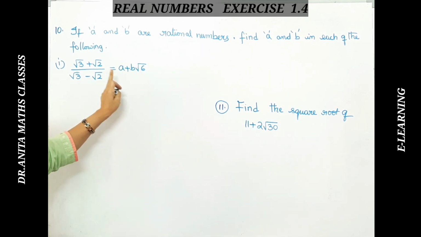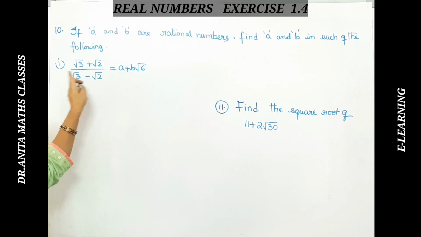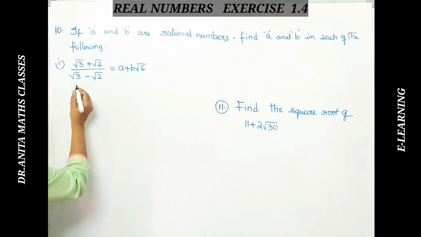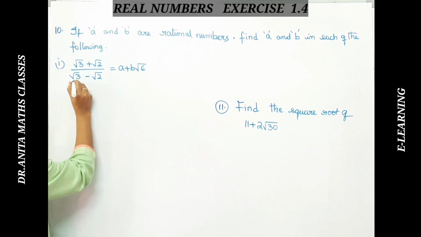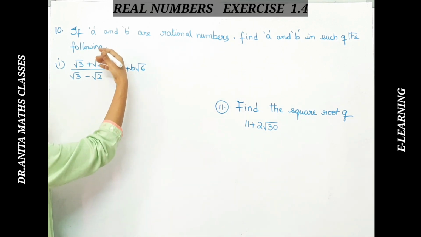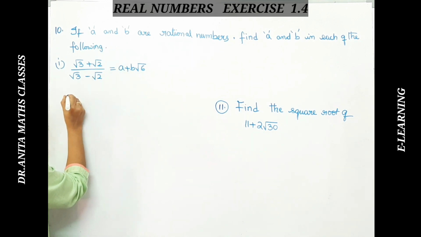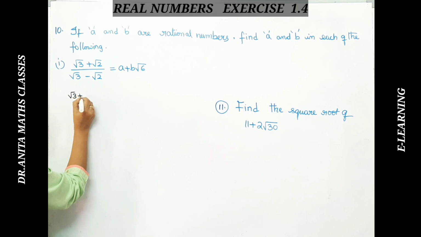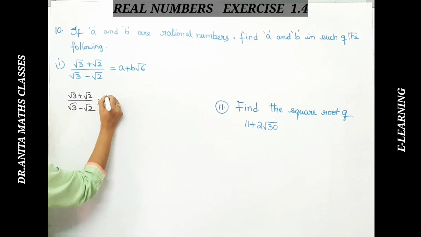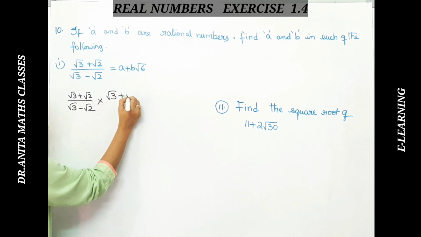Then we can similarly equate them, a and b. Okay, so let us rationalize the denominator. How do we rationalize the denominator? By taking the RF, that is the rationalizing factor, and multiplying and dividing with the rationalizing factor. So root 3 root 2 as it is, by root 3 minus root 2. Now RF is root 3 plus root 2.